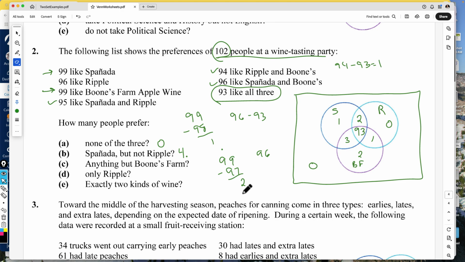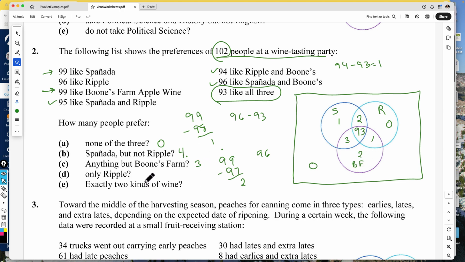Ripple circle. How many people like anything but Boone's Farm? So Boone's Farm, this whole circle is null. So it's everything outside the circle. 2, 3. See how that is? Pretty easy. It's just look at the regions, cover this part up.